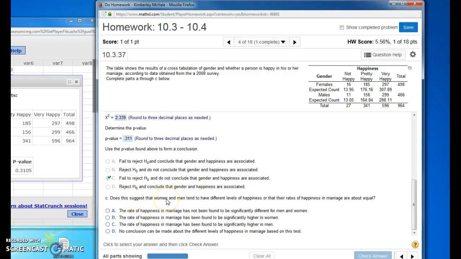Does this suggest that men tend to have different levels of happiness? Well, if they're not associated, if we can't conclude that, then there's no significant difference between men and women.